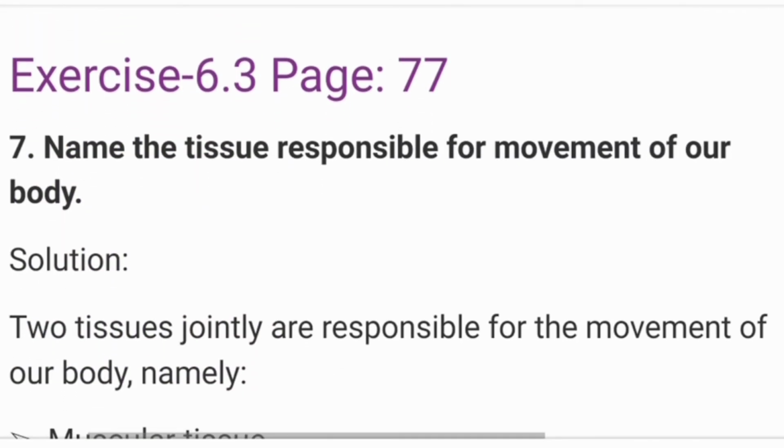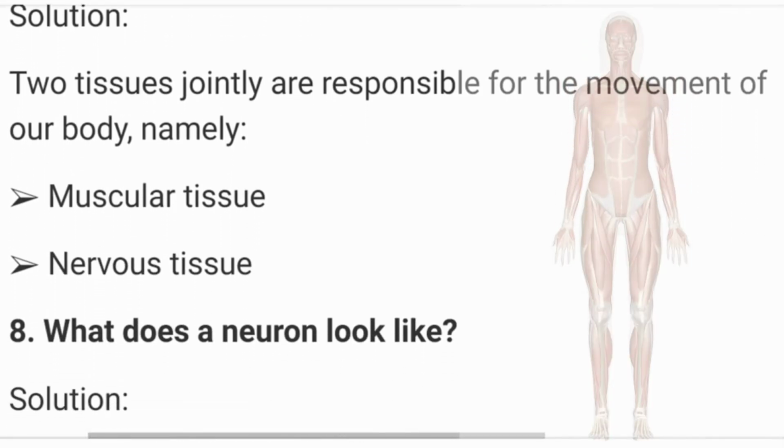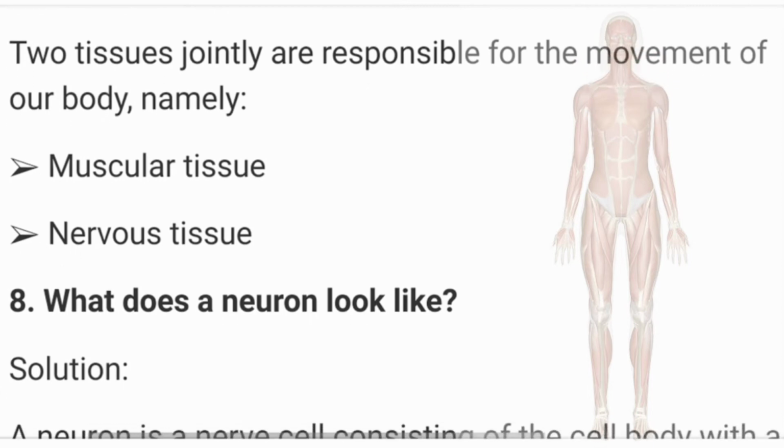Next, on page number 77, name the tissue responsible for movement of our body. Two tissues jointly are responsible for the movement of our body, namely muscular tissue and nervous tissue.